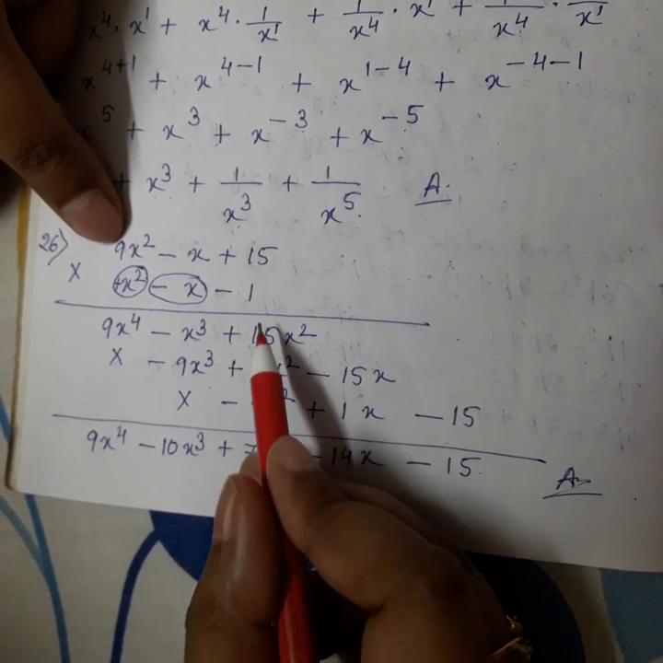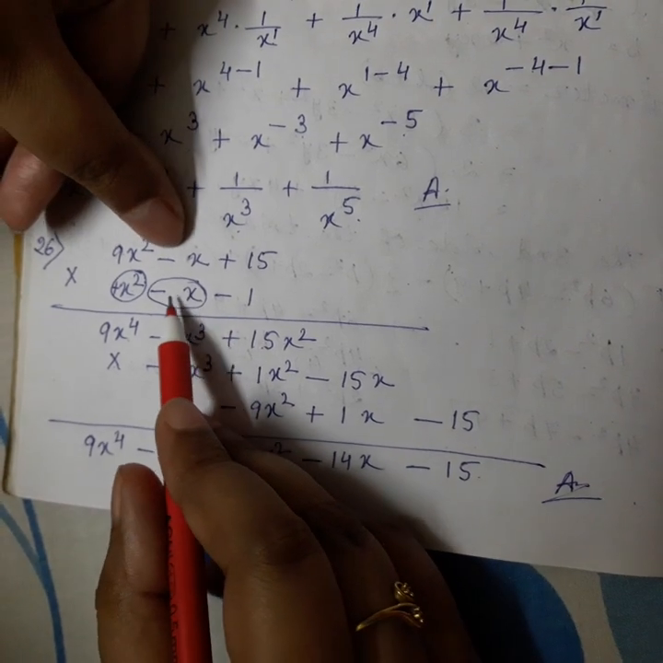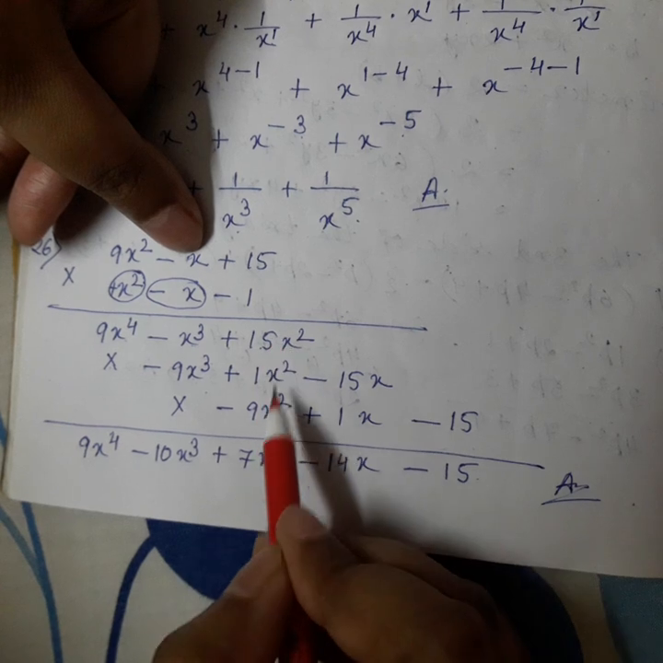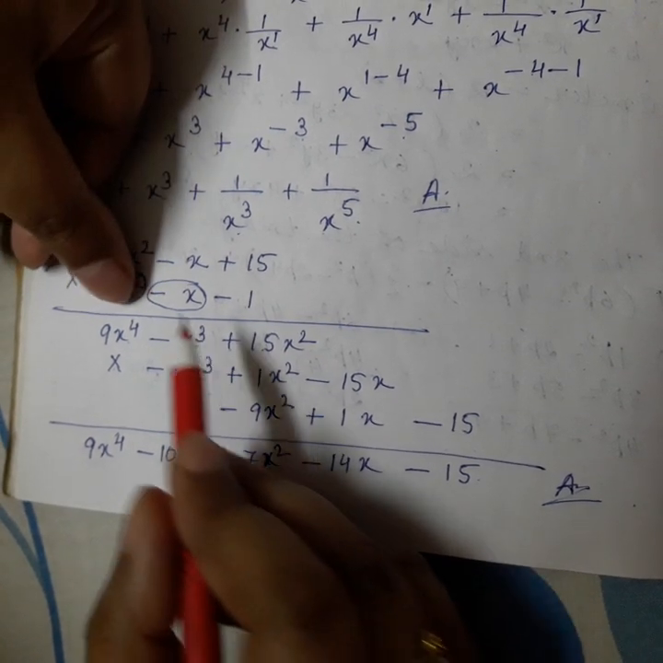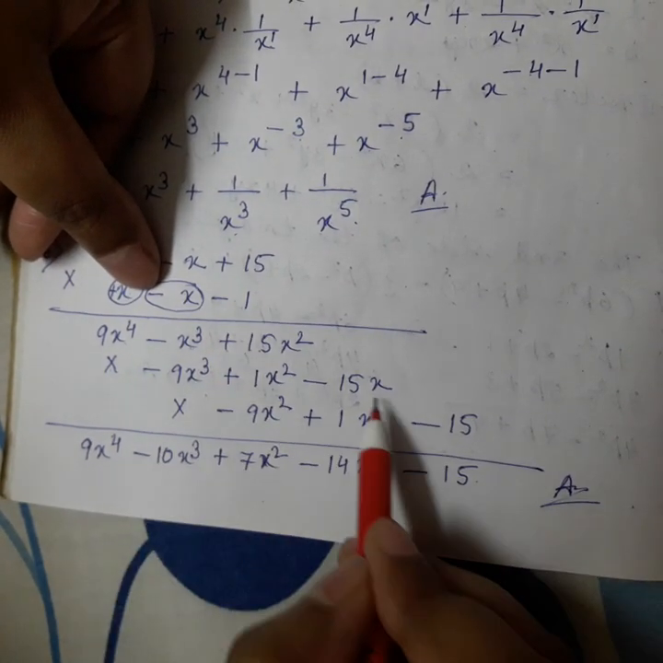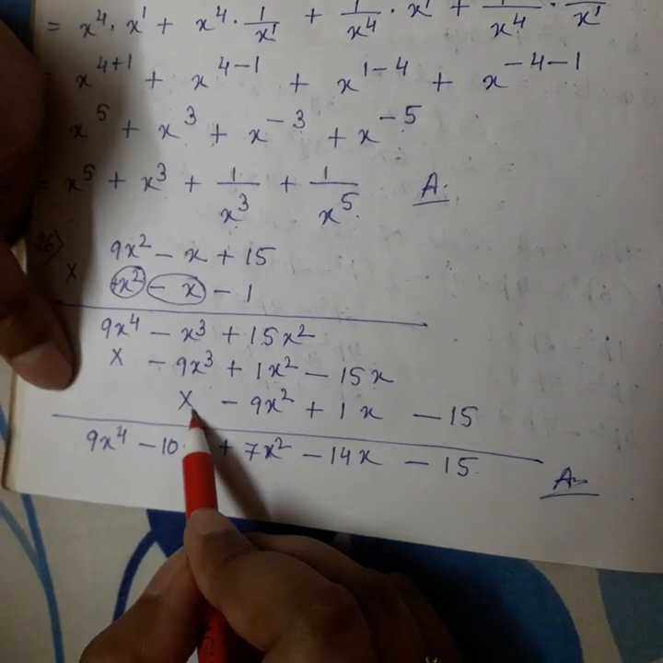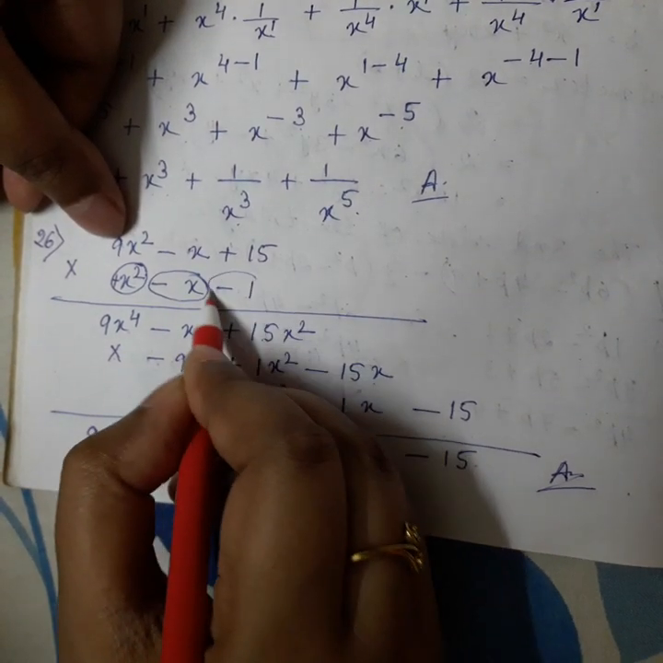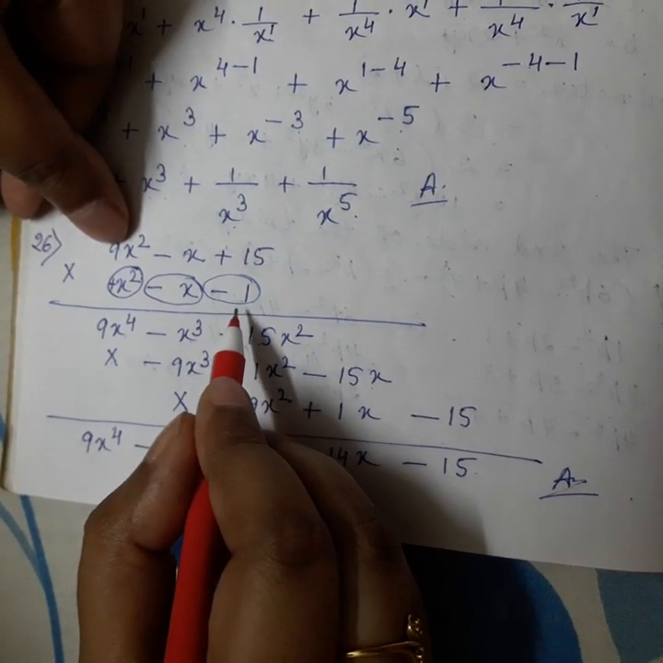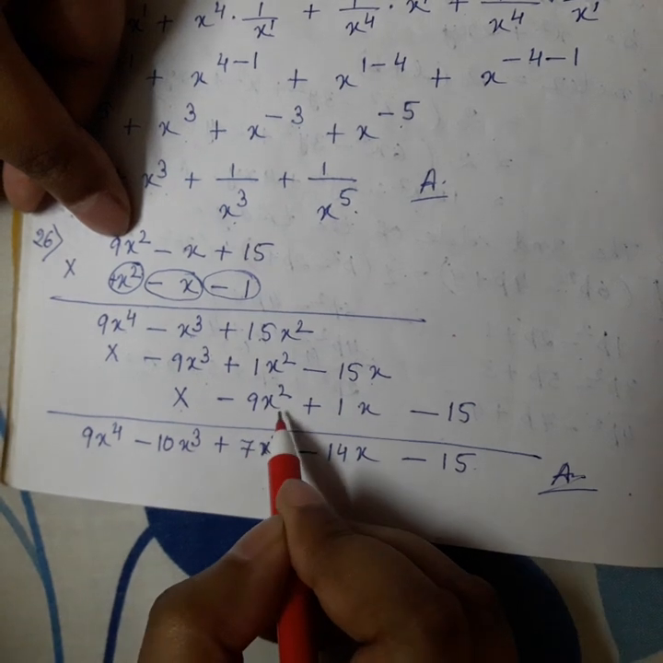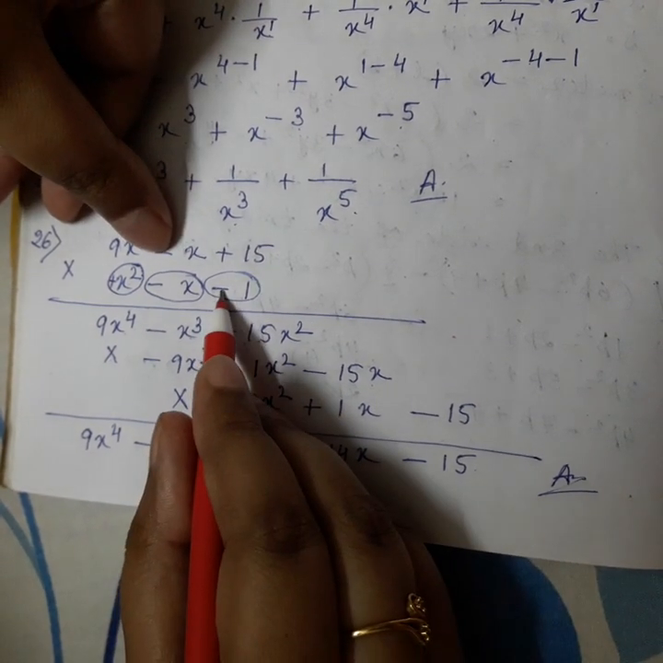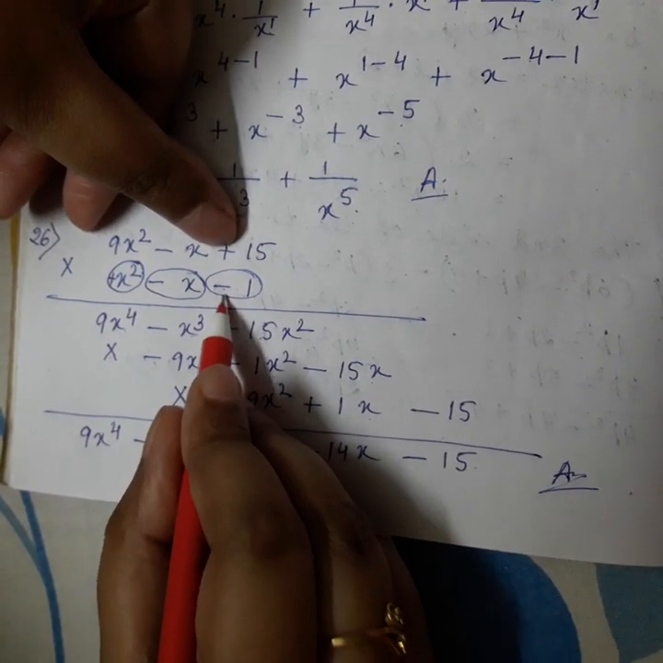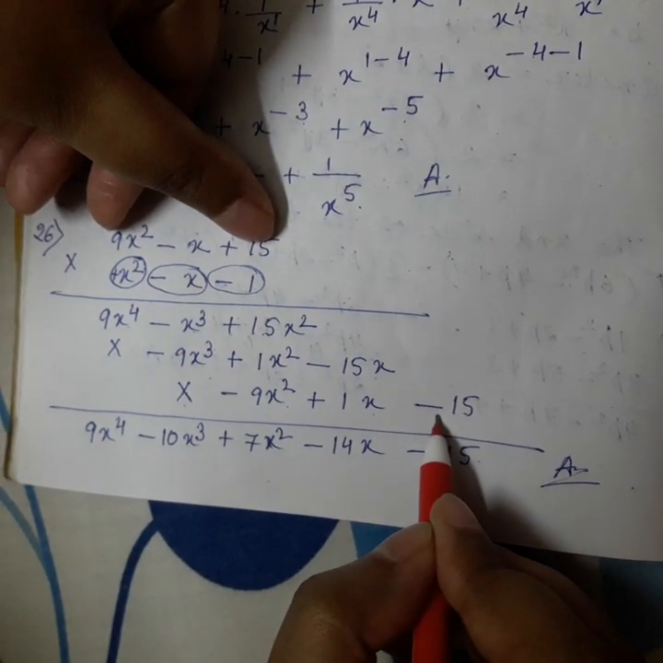Like terms we have to arrange in column. Then minus x into minus x means minus minus plus x square. So below 15x square, 1x square is written. Then plus minus minus 15x. Then again we have to give a cross sign below this. And then with minus 1 we have to multiply. 9x square into minus 1 means minus 9x square. Then minus minus plus x into 1 means 1x. Then plus minus minus 15 into 1 means minus 15.